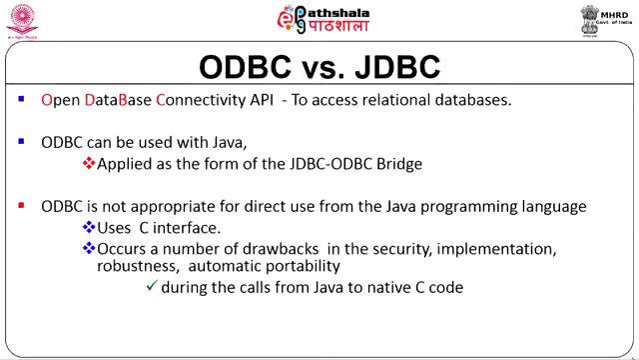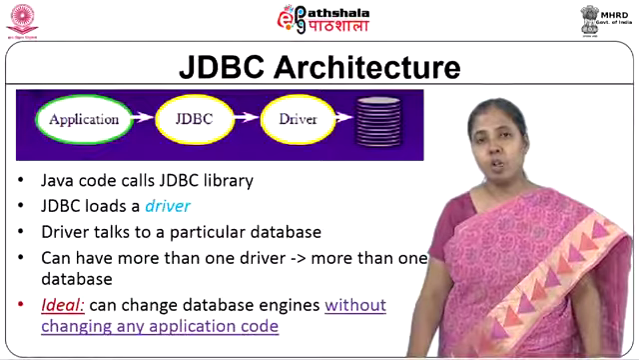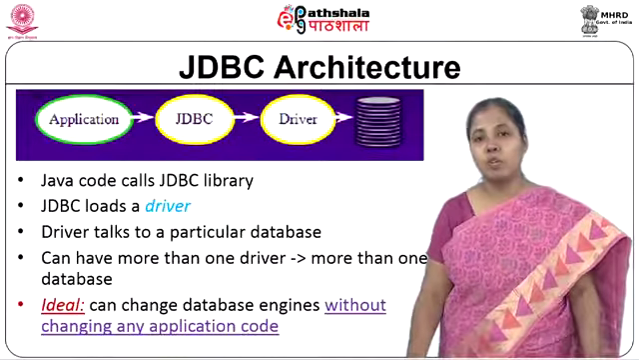So, ODBC basically uses the C interface, and there occur a number of drawbacks like security, implementation, and in providing robustness or automatic portability. When you make calls from Java to native C code, it is not secure or portable. So, nowadays we have JDBC and different kinds of drivers, and we can make use of a fourth type of driver, which is a pure Java driver, where we can make the JDBC directly talk to the database.